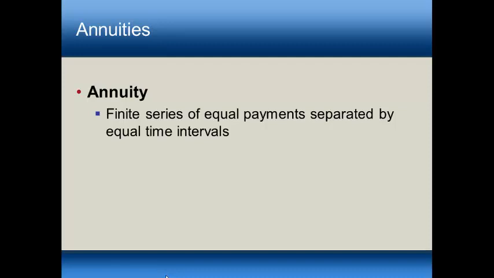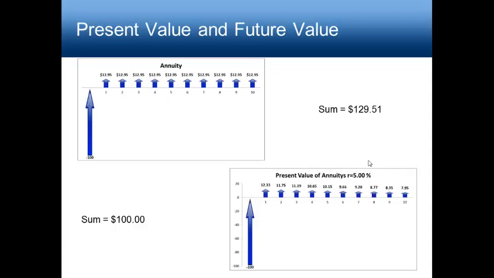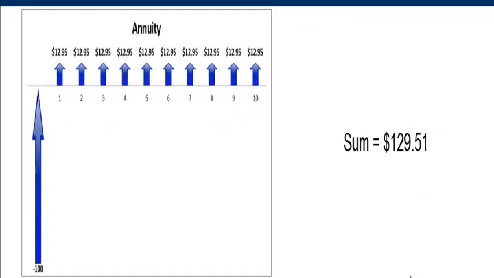The annuity is a finite series, so a series that has a number of payments that is known. The payments are going to be equal and they need to be separated into equal time intervals. If we look at the illustration, you'll notice that the PV is shown under the timeline, and we have 10 annuities or payments above the timeline. On the first diagram, the total of the payments is $129.51. So that total includes principal and interest. Notice that all of our payments are equal and they're completed at equal intervals.